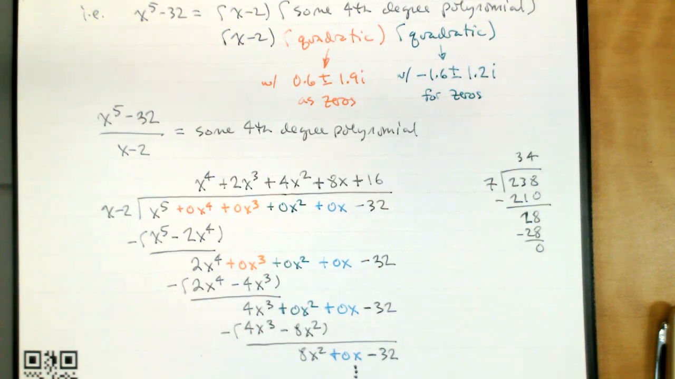Okay, I found this on the web for what are the complex zeros of x to the fifth minus 32. Check it out.